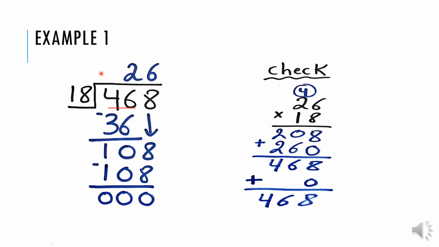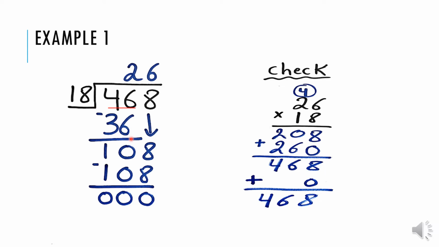Let's start by asking ourselves how many 18s do we need to make 46 or almost 46. 18 times 2 is 36. 18 times 3 is 54. You can try them on a piece of paper. 54 is greater than 46, so I have to use the 18 times 2. So I write the 2 in the quotient here. Since I took two digits, I start writing my quotient from the second digit.